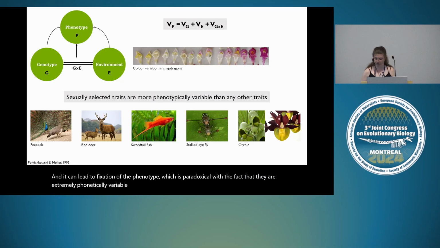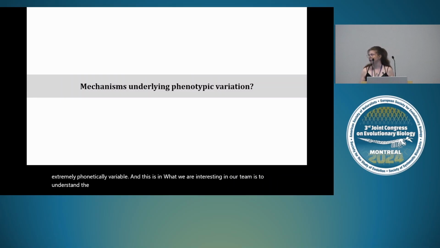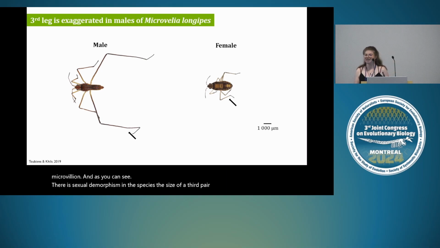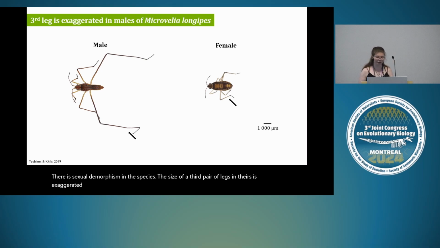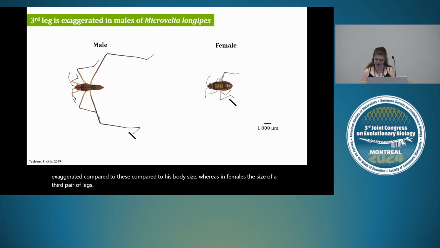And this is what we are interested in in our team: to understand the different mechanisms underlying this phenotypic variation associated with sexually selected traits. And for that, we are working on a water strider species called Microvelia longipes. And as you can see, there is sexual dimorphism in this species. The size of the third pair of legs in males is exaggerated compared to their body size, whereas in females, the size of the third pair of legs is proportionate to their body size.